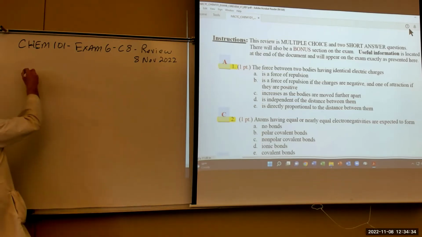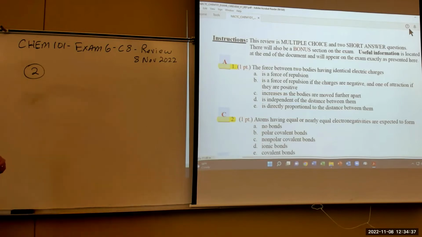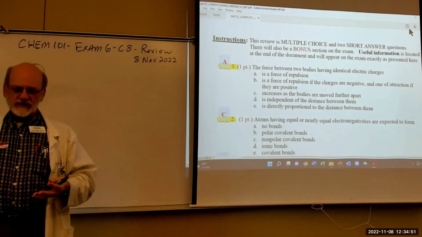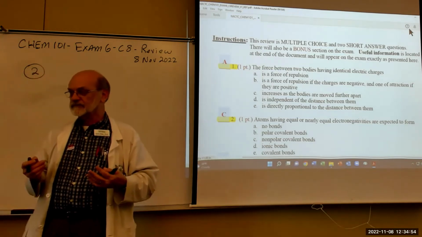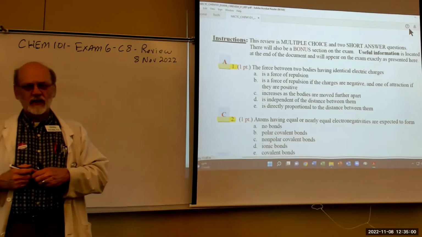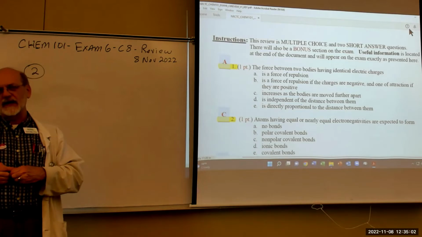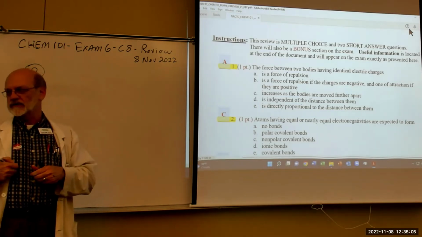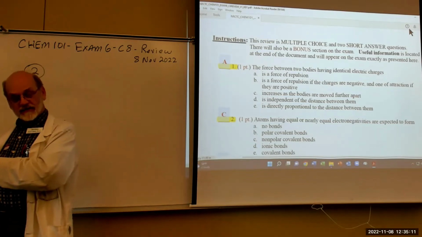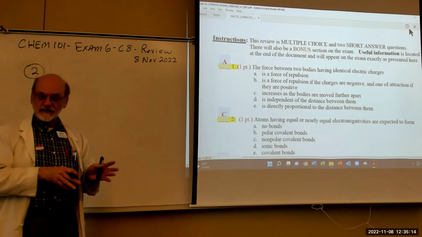Okay, how about number 2? Atoms having equal or nearly equal electronegativities are expected to form what? Well, if they have equal electronegativities, in terms of what we studied this semester, where did they come from on the periodic table? They'll be nonmetals. Right, nonmetals. We haven't studied the metallic bond. We're saving that one until second semester. So those equal electronegativities of metals are not going to produce the same result as nonmetals.